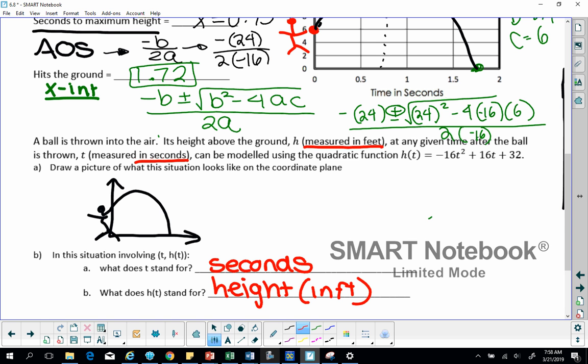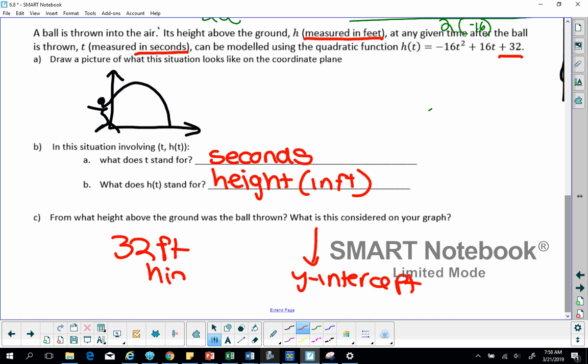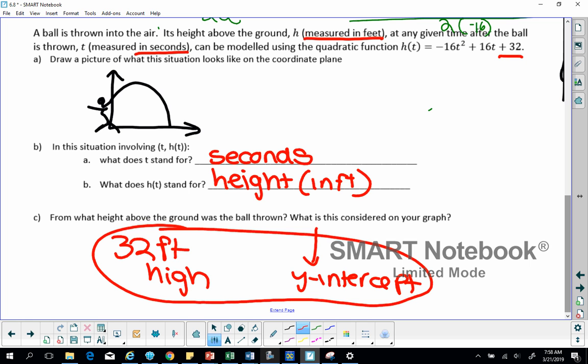Cool. Next one says, how high did they start above the ground? Looking at the equation, Kimberly found it last time. Who can find what it is, the height above the ground or the starting height? What is that? What are they talking about? Right. The y-intercept. How could I find the y-intercept from that equation? So what is this considered on my graph? The y-intercept. And we can see, hey, there's the constant. We know it's 32. They're talking about feet, so 32 feet. That's my first part.